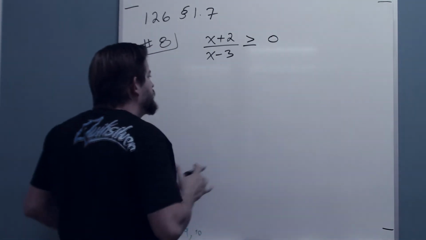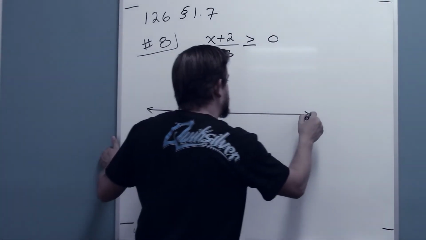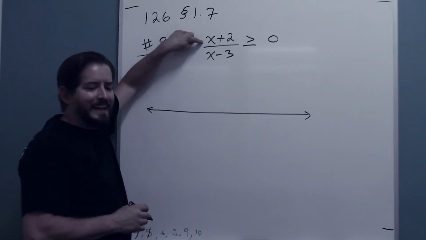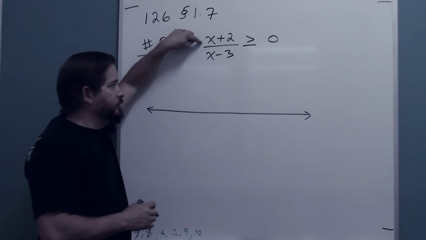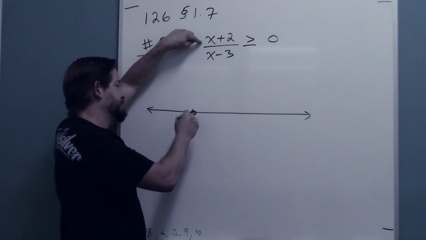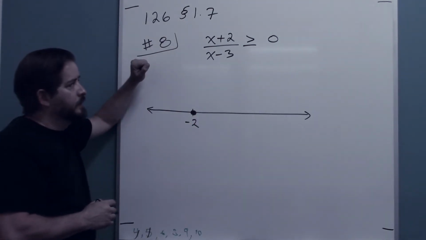Okay. So graphically what's going on here is the same thing. I'm looking for places that I have zeros. And you can see if my x is negative 2, that gives me a 0 in the numerator. And so I have that negative 2 here, and that's a 0. And I'm going to mark my 0 with a dot here.